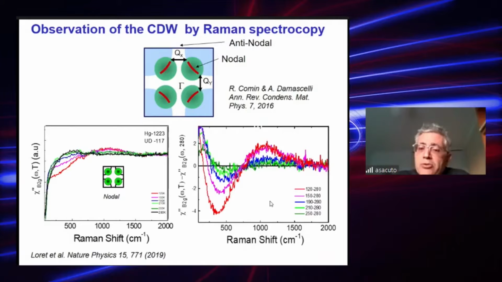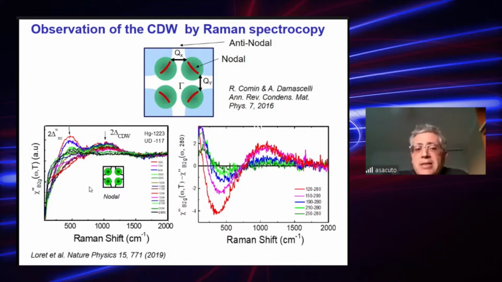Now to show you the effect of superconductivity, please look at the left panel. When we enter into a superconducting state, we have a hump here which grows at low energy, as you can see here, the blue line, and it grows again, and that is the nodal superconductor. So at low temperature, we see both the nodal superconducting gap and the charge density wave. We are confident that it's the charge density wave for many reasons.